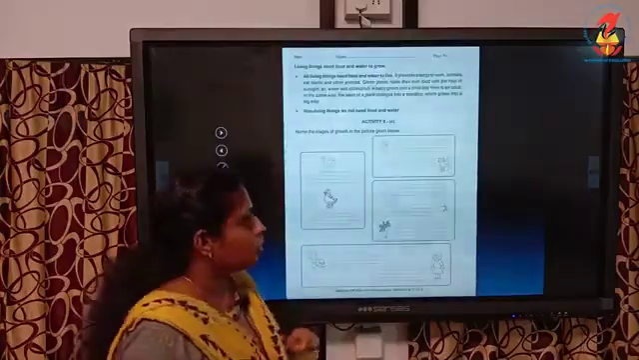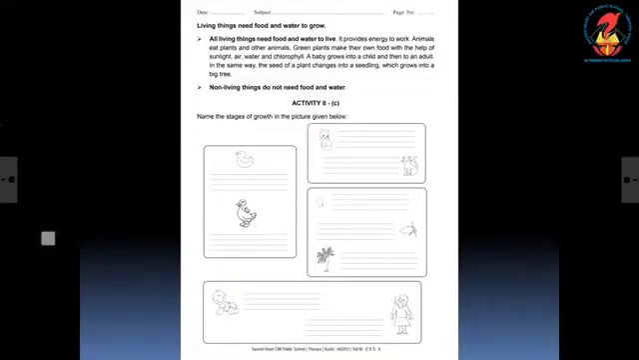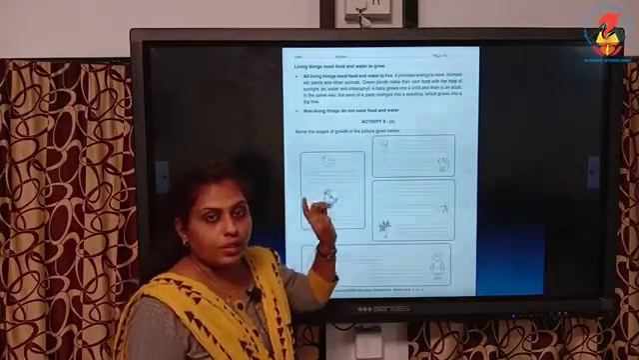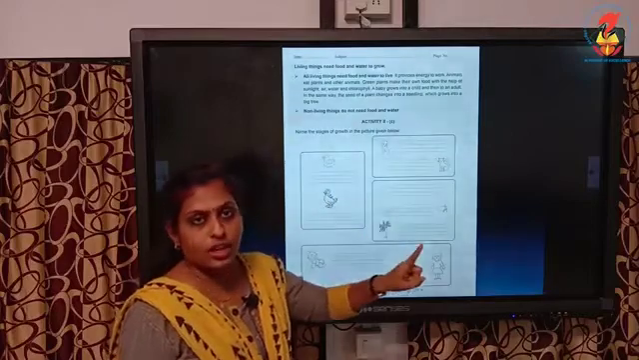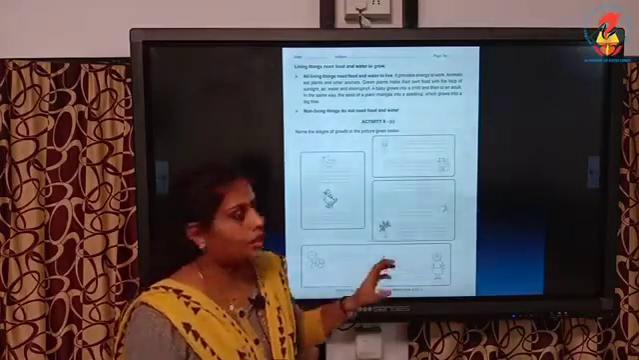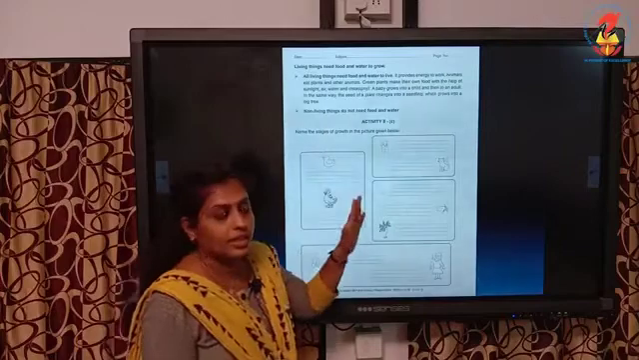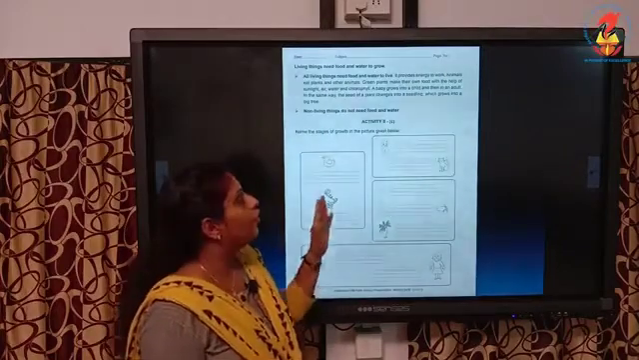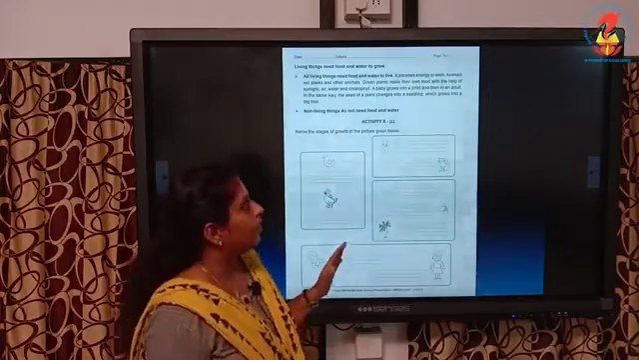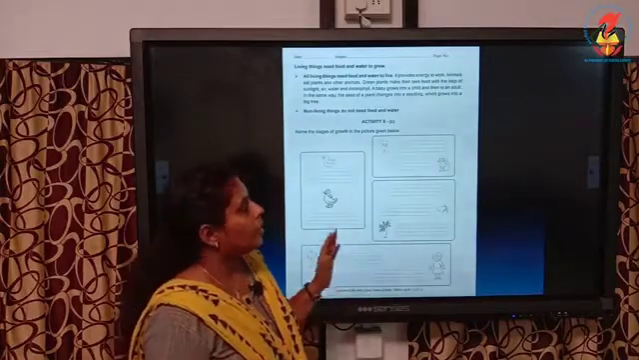Now let's check the worksheet connected with the topic I have just taught you. Living things need food and water to grow. I'll read out the worksheet for you. Keep your hands on the worksheet and try to read after me. Okay. All living things need food and water to live. It provides energy to work.